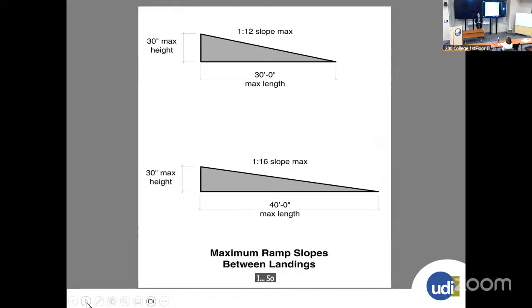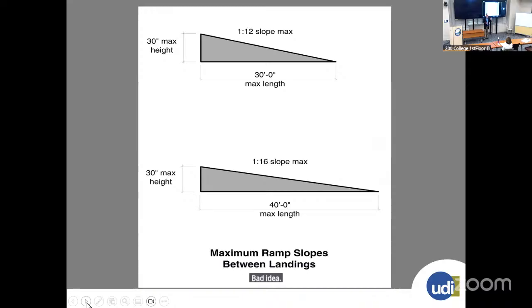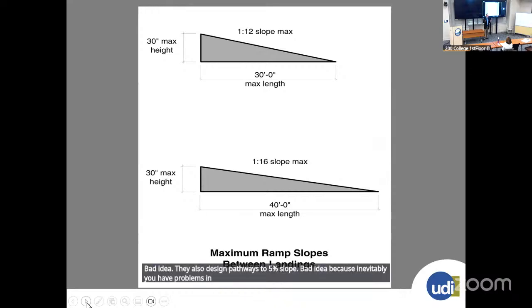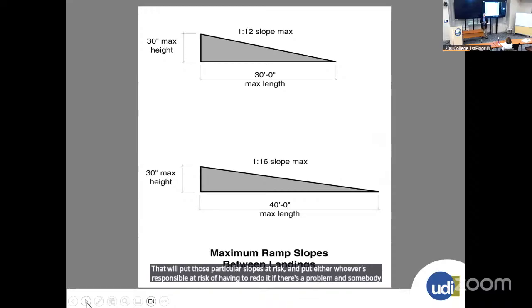So for ramps, in my experience, sadly, most of the ramps we see are designed to the maximum slope, minimum requirements possible. Everybody designs ramps to 1 and 12. Bad idea. They also design pathways to 5% slope. Bad idea. Because inevitably you have problems in construction that will put those particular slopes at risk and put whoever's responsible at risk of having to redo it if there's a problem and somebody complains about the slope. So I never allow projects that we're looking at a 1 and 12 slope ramp to pass before me.